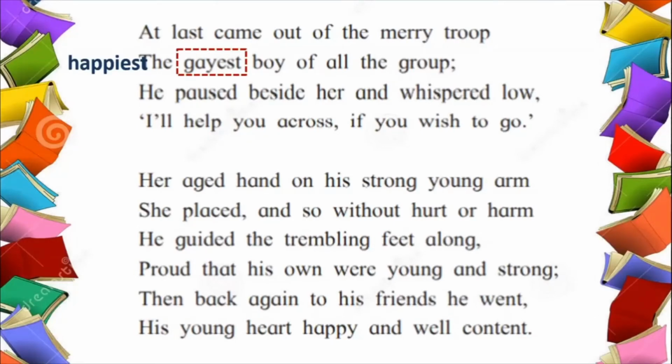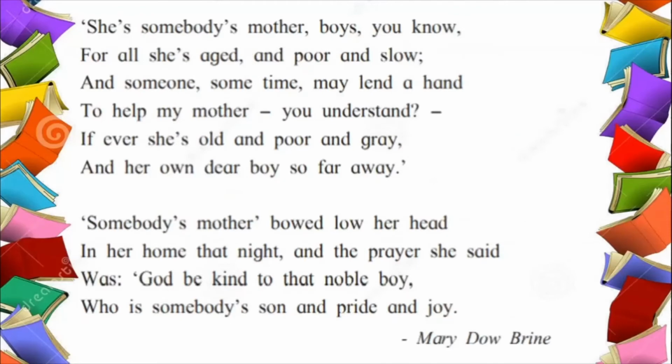So what he did was, he took her old, frail, aged hand in his strong arm, and without hurting her, he slowly, gently guided her across the road. And he was feeling so happy that he was young and strong enough to help this old lady in need. After he helped her cross the road, he went back to his friends and he was happy that he could do some good deed, he could do something good for someone. Finally, in the poem you will see, she's somebody's mother, boys, you know.